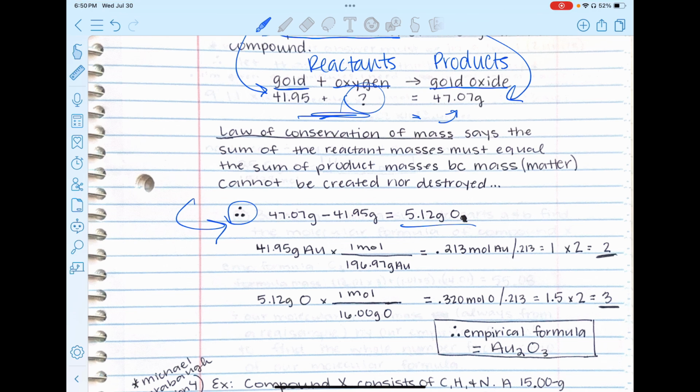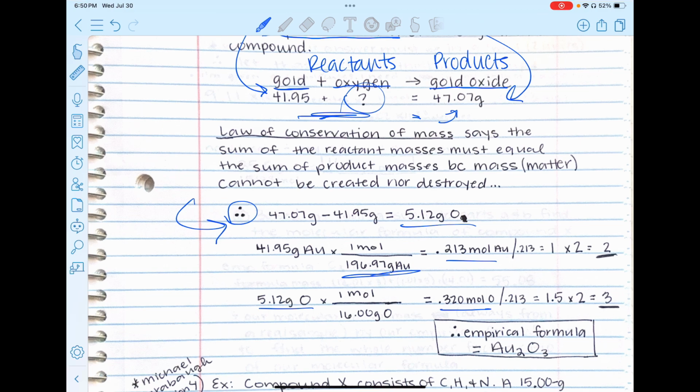So I want you to start with your 41.95 grams of gold. We're going to divide by the molar mass of gold from the periodic table here, the 196.97. I'm going to get 0.213 moles of gold for an answer. Do the same for oxygen. I'm going to take our 5.12 that we found through subtraction. I'm going to divide by 16 grams of oxygen, which I get from the periodic table. And I'm going to get 0.320 moles of oxygen.